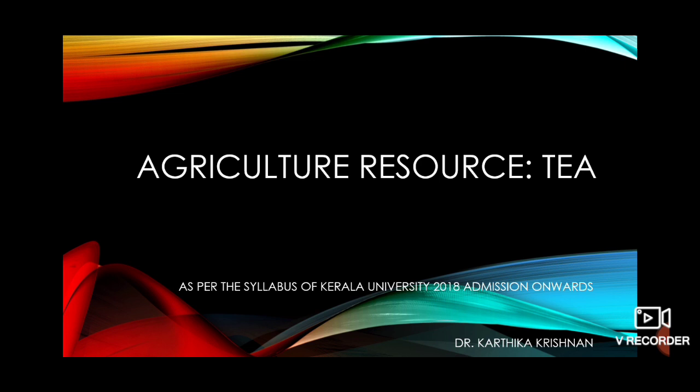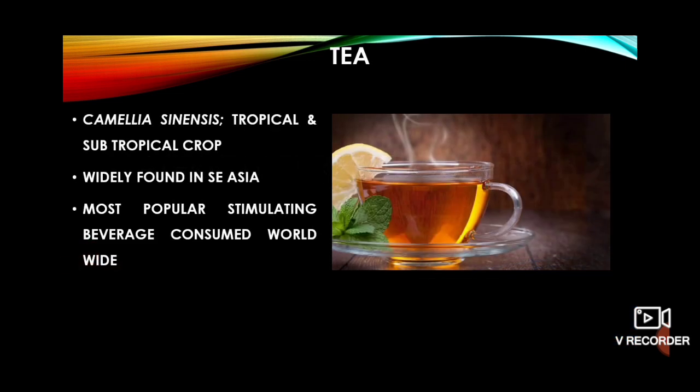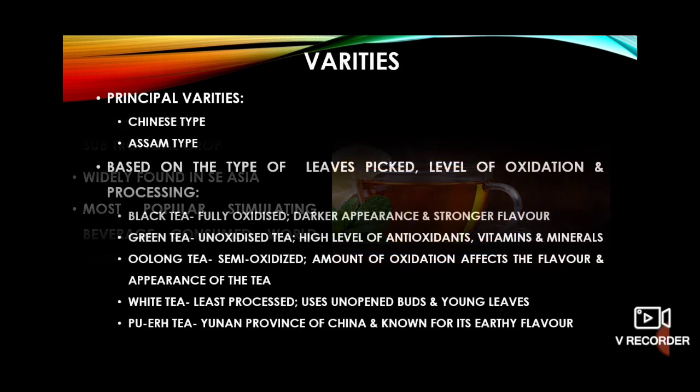Today we will be discussing tea as a major agriculture resource. Tea, or Camellia sinensis, is produced from the leaves of a broad-leaved evergreen shrub. It is a tropical and a subtropical crop broadly found in Southeast Asian nations. Tea is a popular stimulating beverage that is consumed throughout the world.